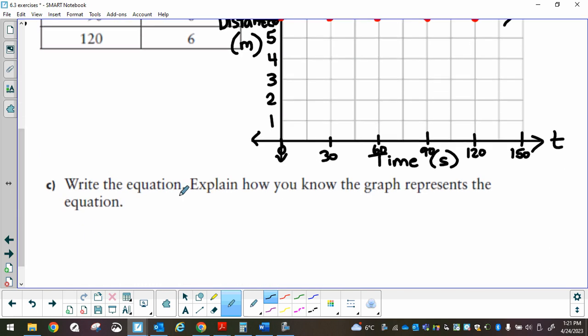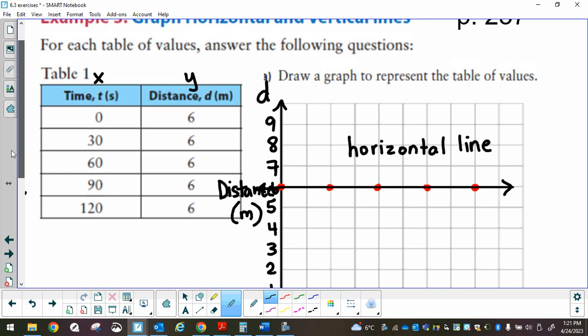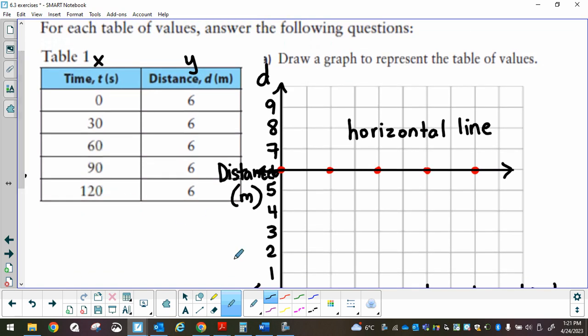Write the equation. Explain how you know the graph represents the equation. Now we've come up with a little method for writing equations from t-tables. And you can use that method here again if you would like. So our method would be, we always start with the variable in the y box, so d equals. We see what we're increasing by. It is 0. On this side, we're increasing by 30.